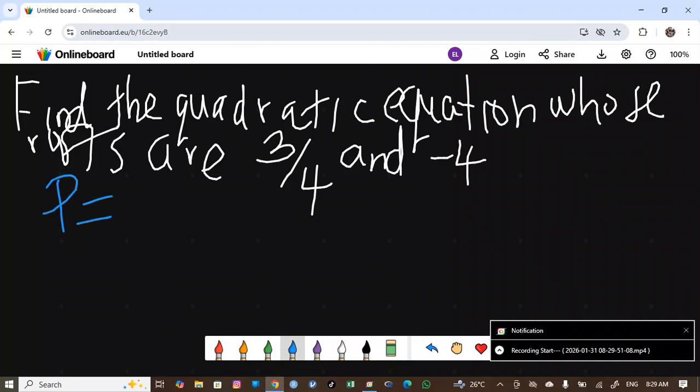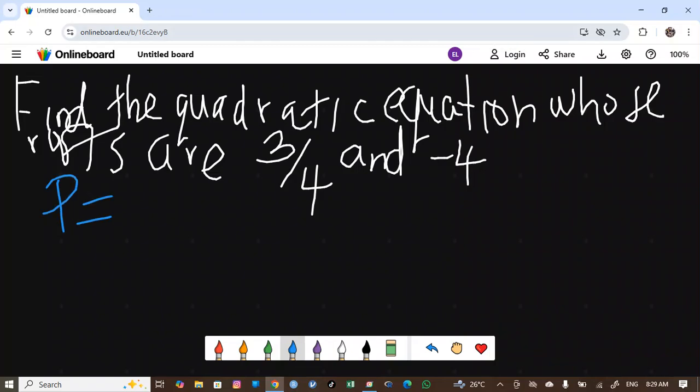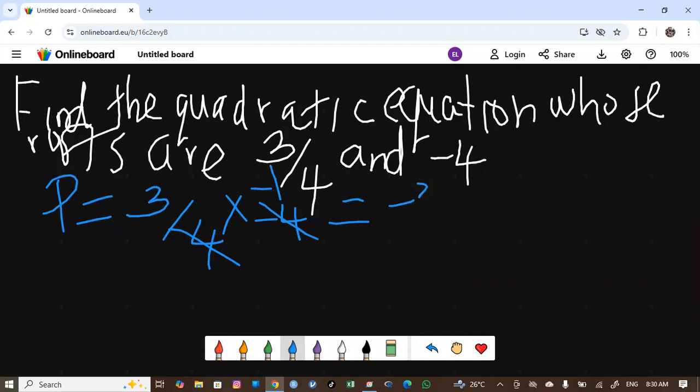Normally it is c over a. So let's find the product of these roots: 3 over 4 times negative 4, then we get negative 3. The sum will be 3 over 4 plus negative 4, and we will get negative 13 divided by 4.